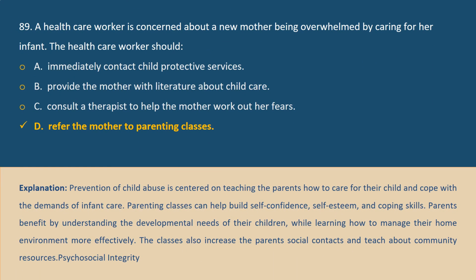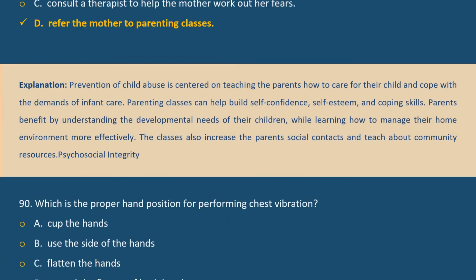Answer D. Explanation: Prevention of child abuse is centered on teaching the parents how to care for their child and cope with the demands of infant care. Parenting classes can help build self-confidence, self-esteem, and coping skills. Parents benefit by understanding the developmental needs of their children while learning how to manage their home environment more effectively. The classes also increase the parents' social contacts and teach about community resources. Psychosocial integrity.